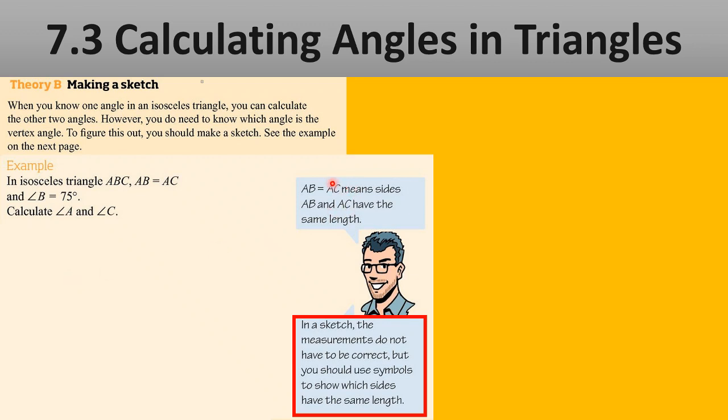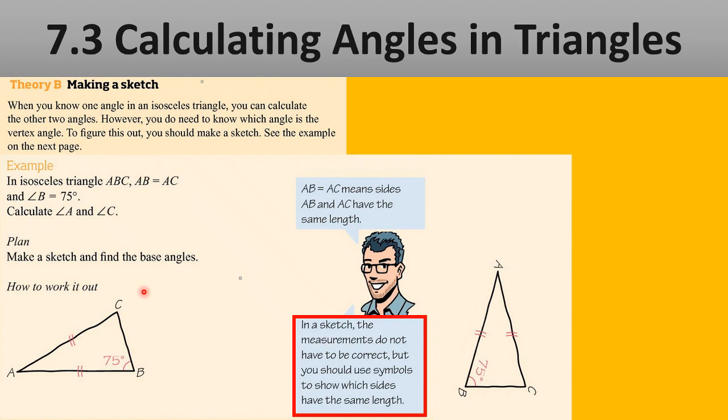First of all, it's nice to know that if AB and AC are equal, that means that AB and AC have the same length, right? And angle B is going to be 75 degrees. If this letter A is named twice in something like this, I know that is going to be the vertex angle. Still, it's very difficult to now know how it looks, so I think it's nice to make a sketch out of this. And the book gives you this sketch right here.